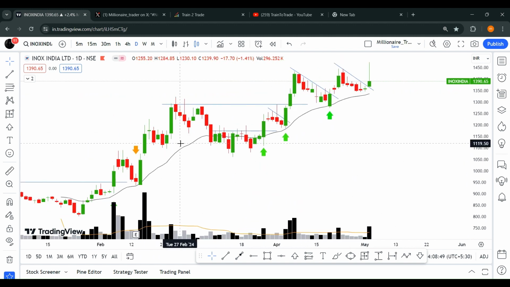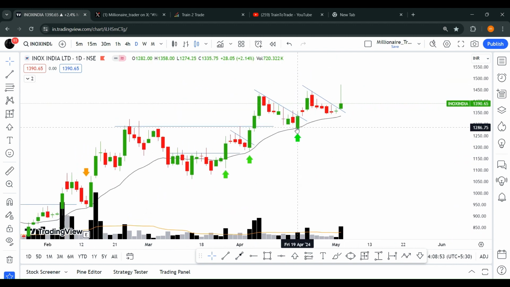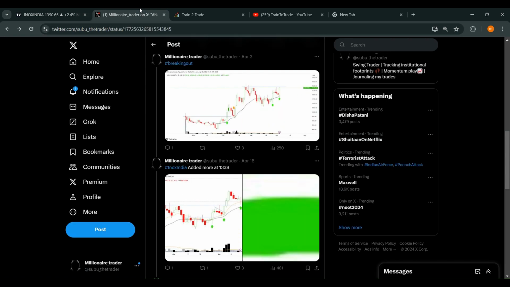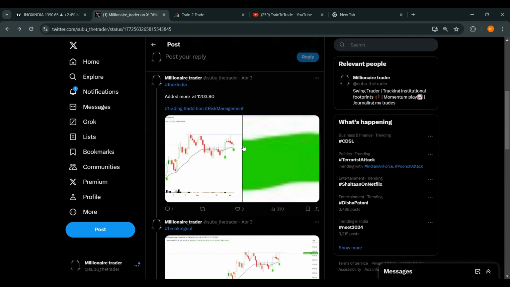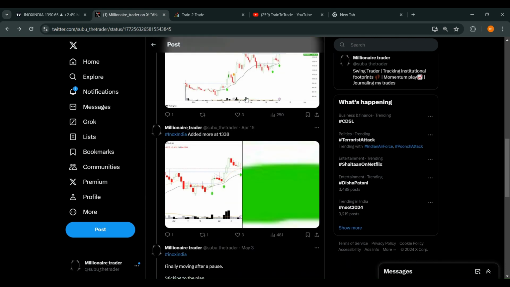You have to analyze the character of the stock before. Then you can pyramid well, and don't pyramid in overextended areas. After a 20%, 30% move, don't pyramid your positions. See how I did it. All the journal of this trade is posted on my Twitter handle. You can check it out there.